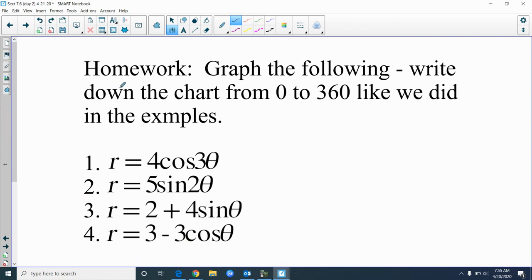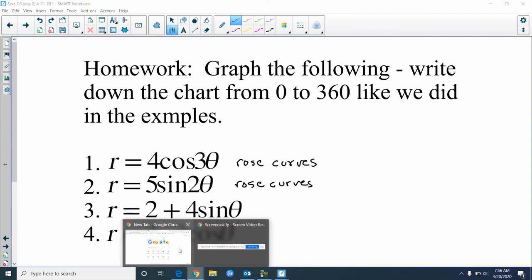All right, all I'm going to give you is 4 problems here. Graph the following. Write down the chart from 0 to 360 like we did in the examples. So you have 4 cosine 3 theta. Now these are going to be rose curves, but you need to list the chart. And these are going to be like we did there: 2 plus 4 sine of theta, 3 minus 3 sine of theta.